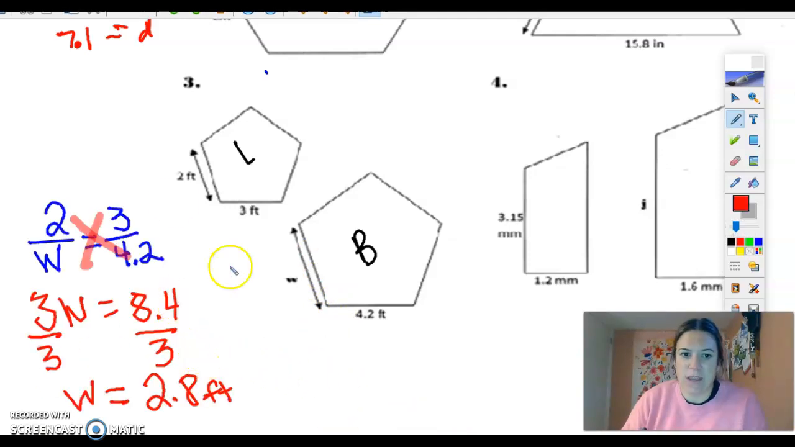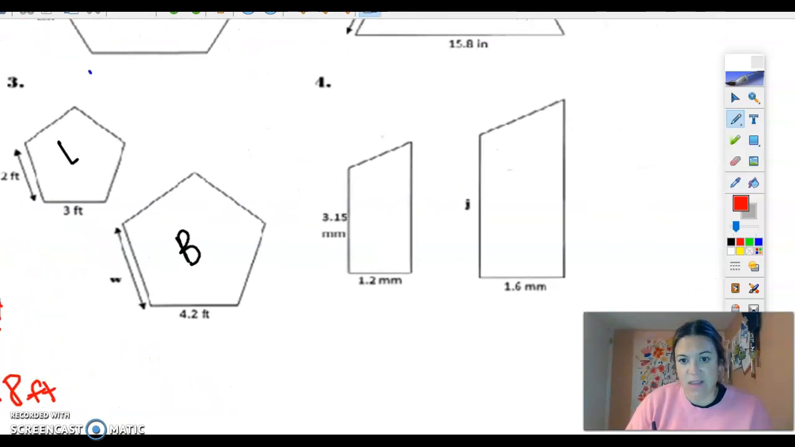Okay guys, how'd you do? So the 2 should have corresponded with the W, and the 3 should have corresponded with that 4.2. And when you cross multiply them, 3W equals 8.4, divide both sides by 3, and W equals 2.8 feet. All right, let's try this last one. These two figures are similar to each other, and we have to find what J equals. So we're going to set up the proportion. I'm going to put the little over the big again, even though you can set it up whichever way you want to. Pause here and then come back and check your answer.